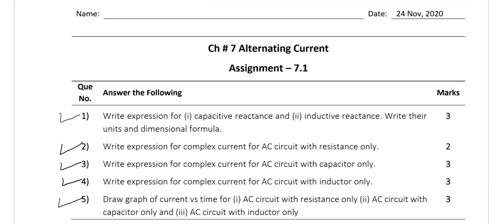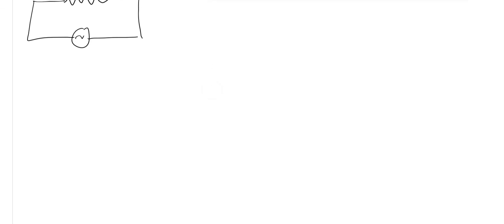So let us first start with the equations. If I consider the resistive circuit, I will not derive the equation again. I am simply writing, if V is Vm sine omega t, then current in this circuit can be given as Vm by R sine omega t.